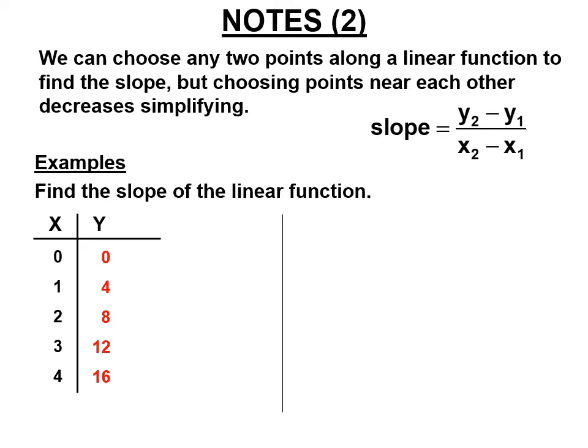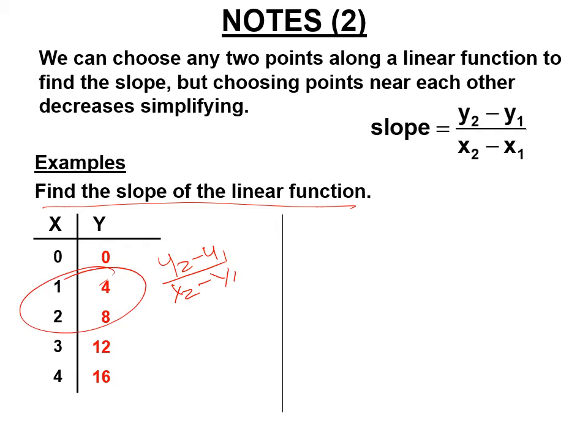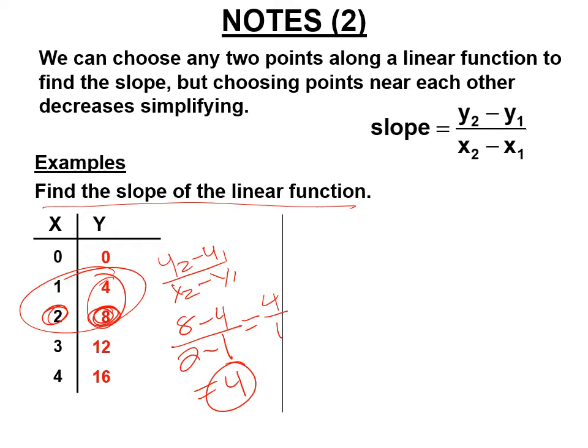All right, so I want you to find the slope of the linear function. Now to find the slope of the linear function, you can pick any points, right? Because we're going to subtract some y coordinates and then we're going to subtract some x coordinates. So let's pick these two just to pick them. So we could do 8 minus 4 for the y coordinates. Since I started with this 8, I got to start with this 2. 2 minus 1 for the x coordinates. I get 4 over 1. The slope of that is 4.